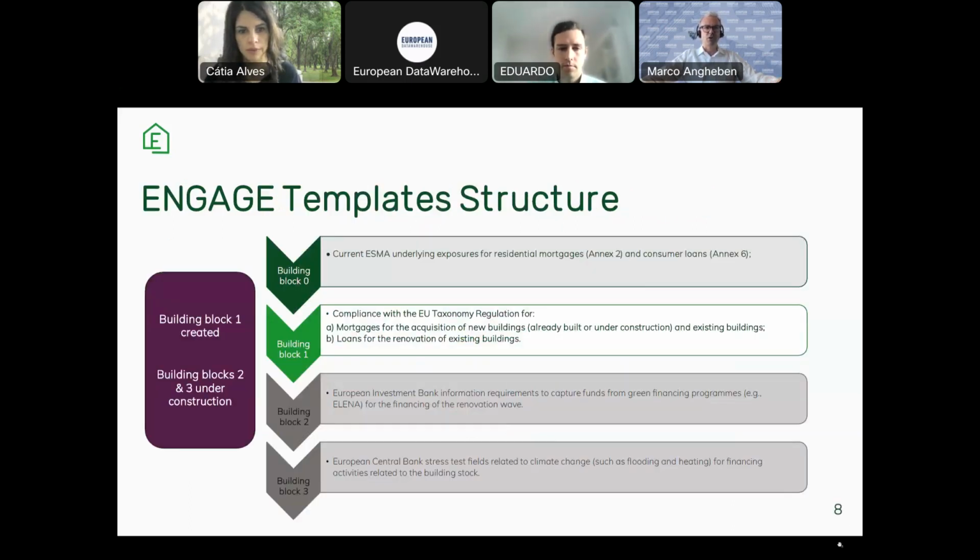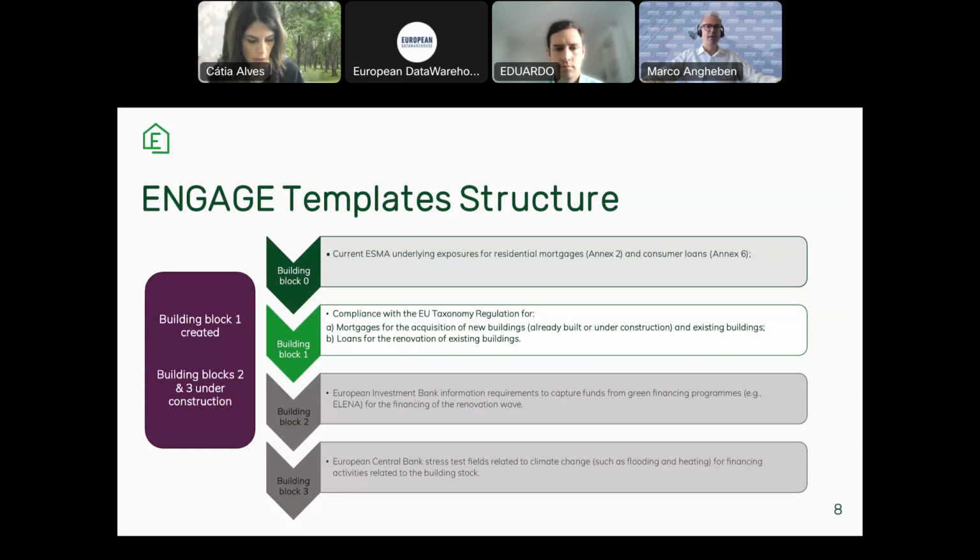So what is the structure of the templates? Well, we started off from templates that have been widely used in the market, and these are the ESMA templates: the underlying exposure for residential mortgages, i.e. Annex 2, and the other one, Annex 6, for consumer loans.